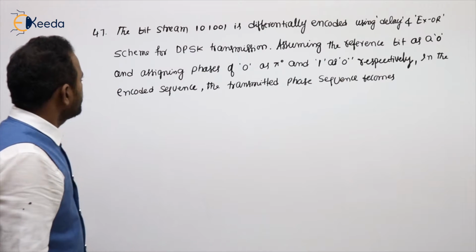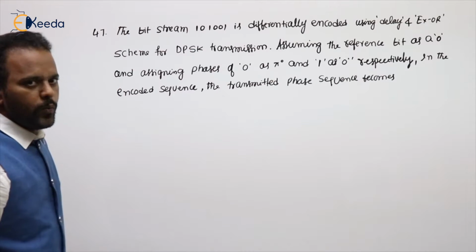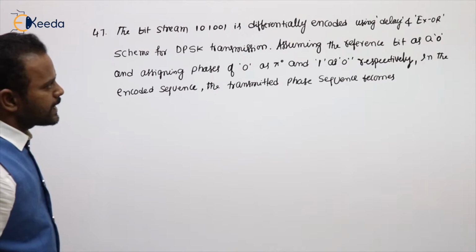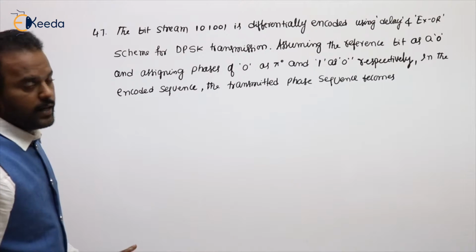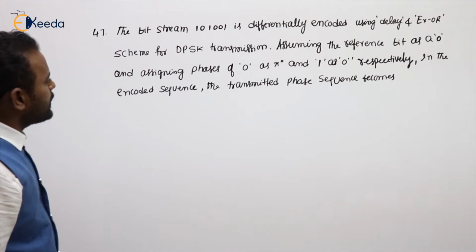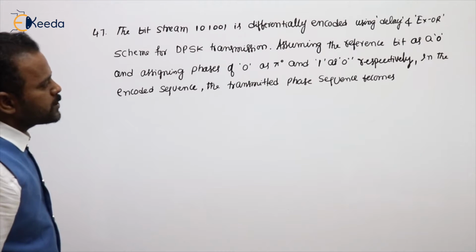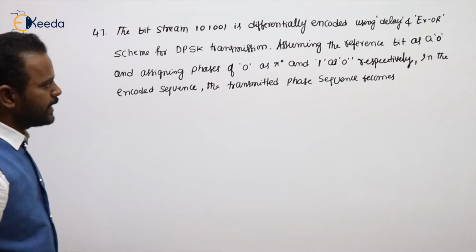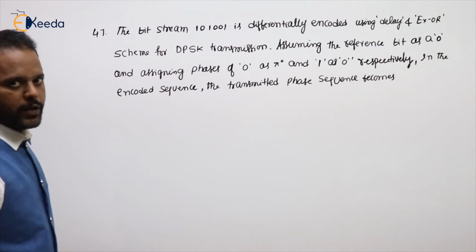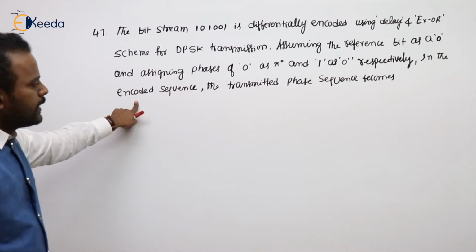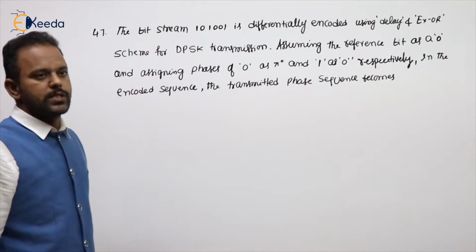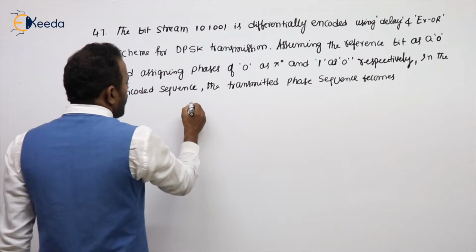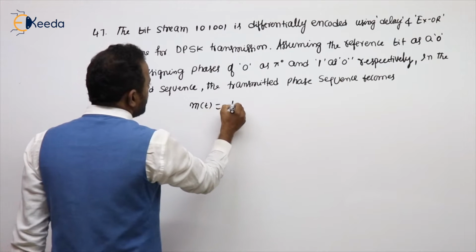See the next problem. The bit stream 101001 is differentially encoded using delay and XOR scheme used for DPSK transmission. Assuming the reference bit as 0 and assigning phases of 0 as 180 degree, 1 as 0 degree respectively in the encoded sequence, the transmitted phase sequence becomes what? What is the message given m(t)?